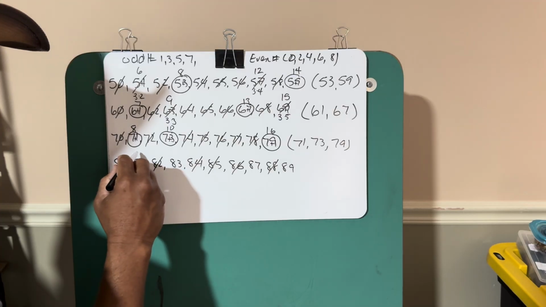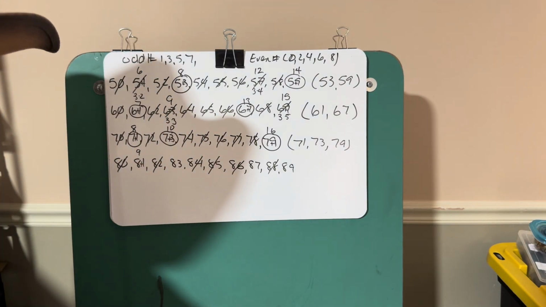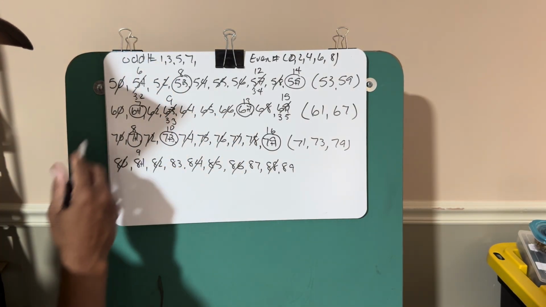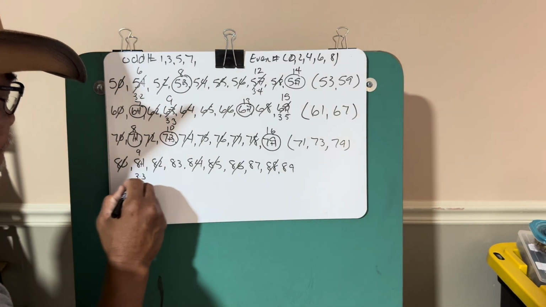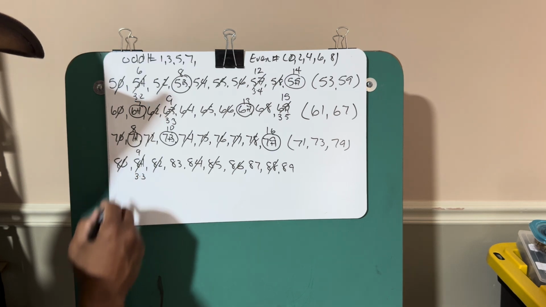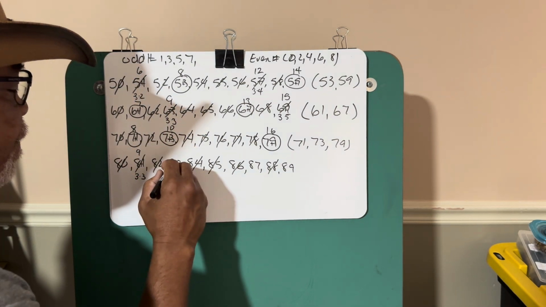What do we get? 8 plus 1 is 9. Is there any number times 3 that will give us 9? That is correct. So if you said 3 times 3, that gives us 9. We can cross out 81.